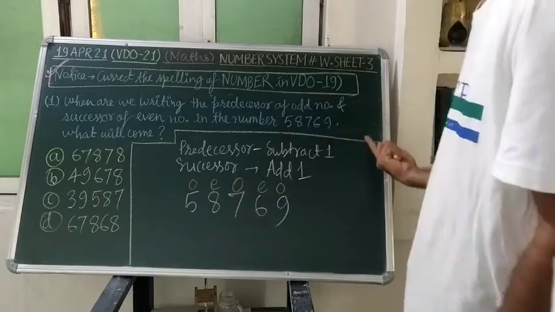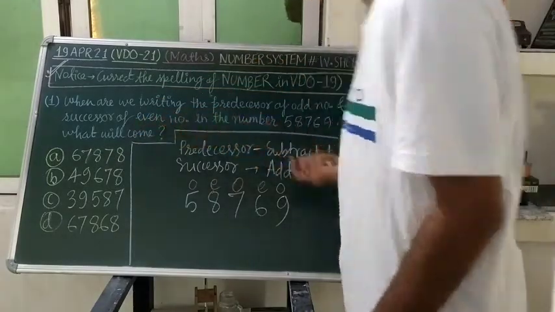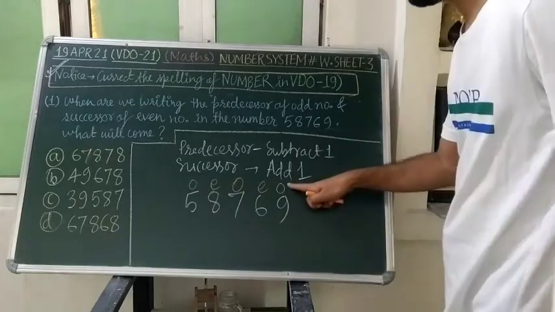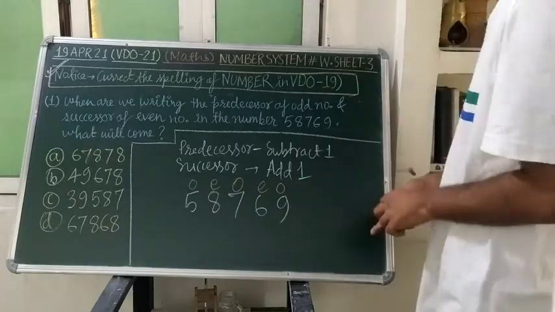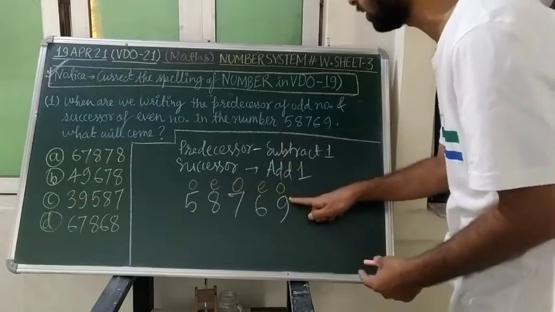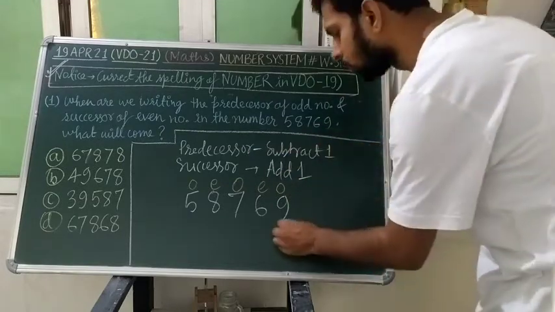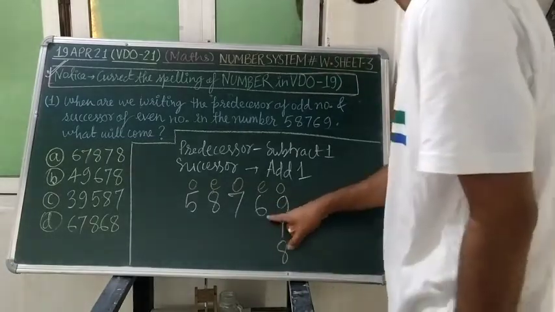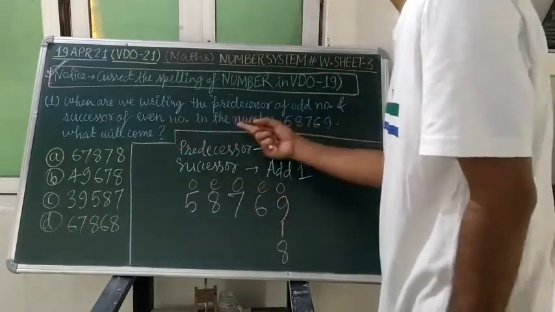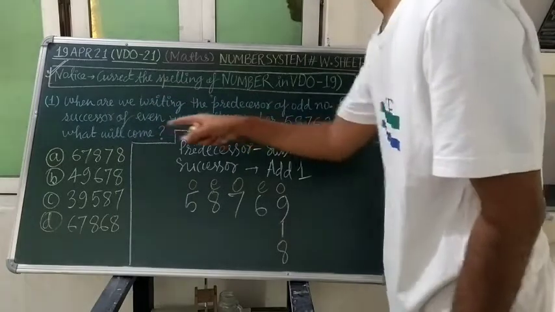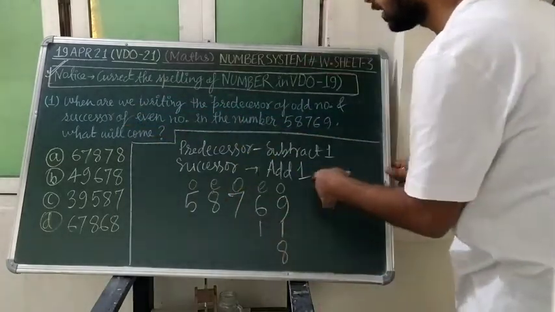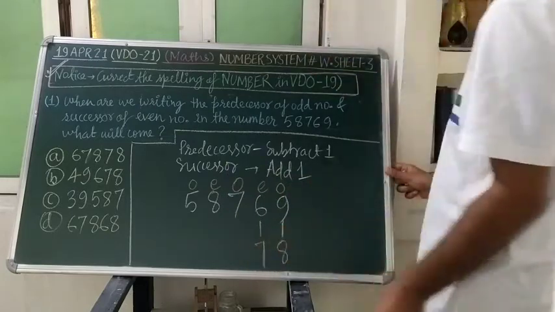They are saying that we are writing the predecessor of odd numbers and the successor of even numbers. So 9 is our odd number, and for odd number we will write the predecessor. Predecessor means subtract 1, so here 8 will come. 6 is our even number, and for even we will write the successor. Successor means plus 1, so 7 will come.